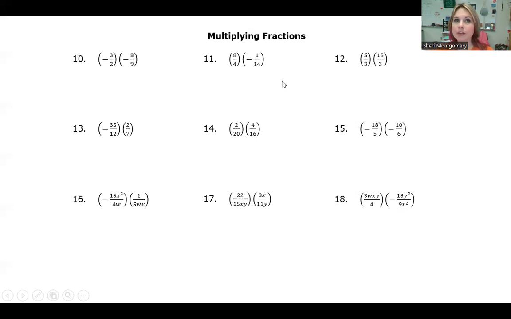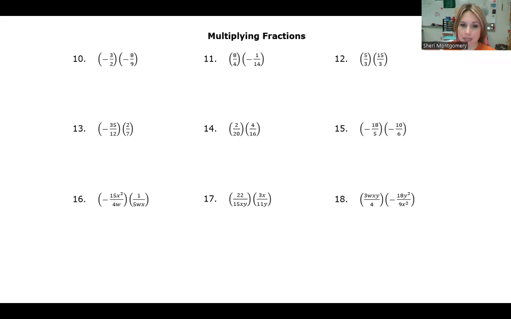Okie dokie. Moving on. On the back, we're going to do some more multiplying fractions. Remember, when you multiply fractions, you don't have to have a common denominator, and you just multiply straight across. But what will help you is to reduce before you go. If you reduce first, it will make it a little bit easier. The bottom one doesn't have to be the same, not when you're multiplying. We did this last class, so this is just review.